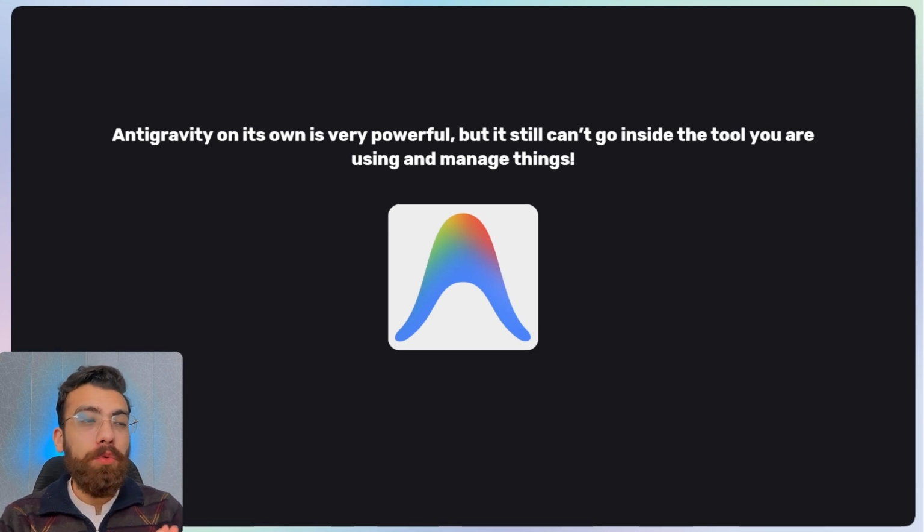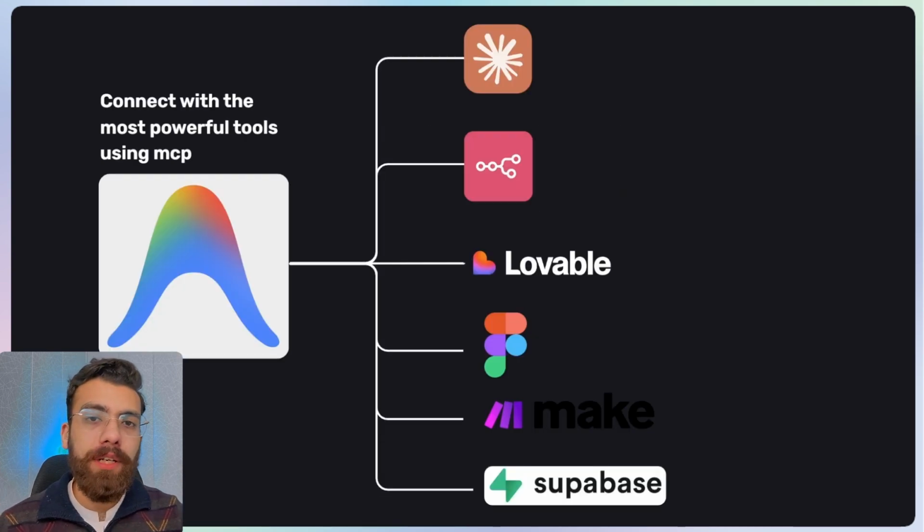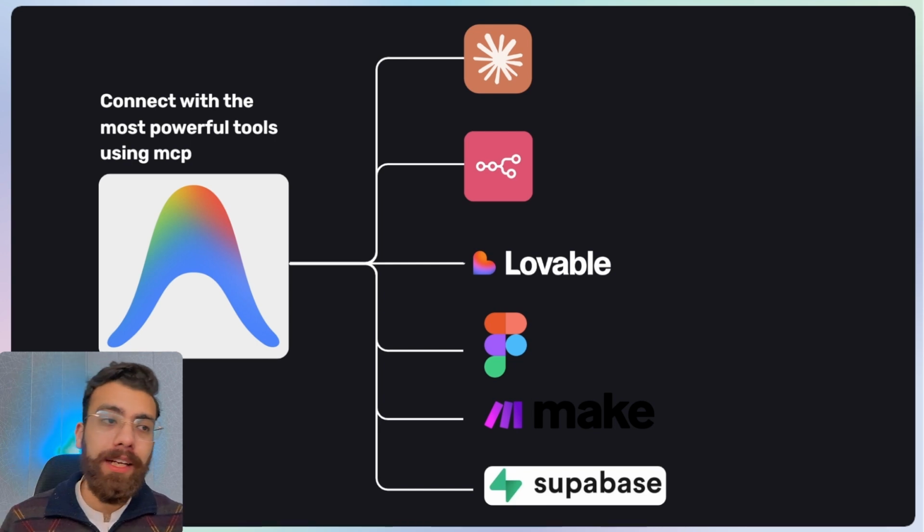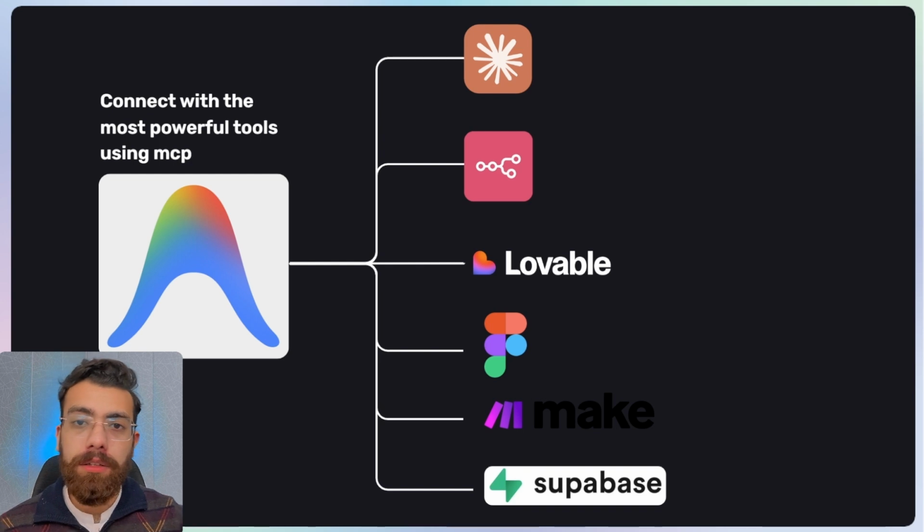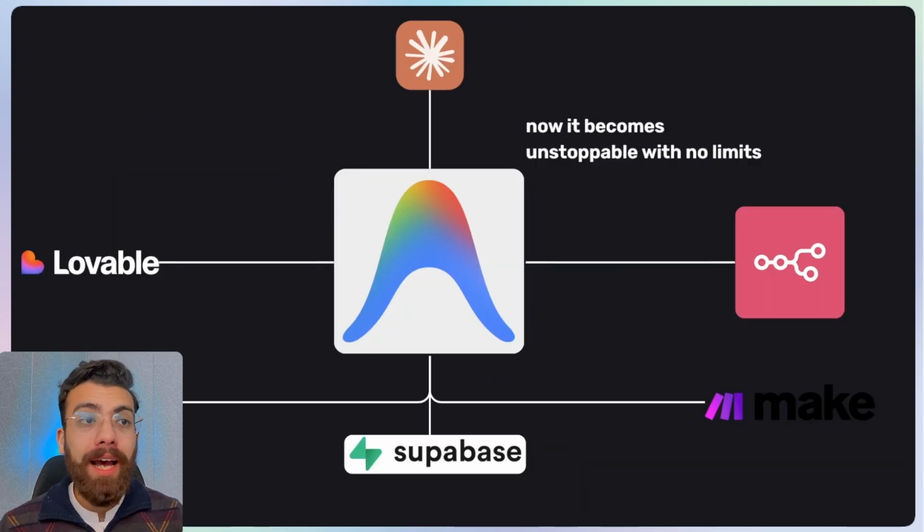Antigravity on its own is very powerful, but it still cannot go inside your tools like N8N. It cannot go inside N8N and create an automation for you. So for that reason, we have to connect it with our tools. We can connect it with the most powerful tools using MCP. We can connect it with Claude, N8N, Lovable, Figma, Make.com, Supabase, and many more. And now it becomes unstoppable with no limits.